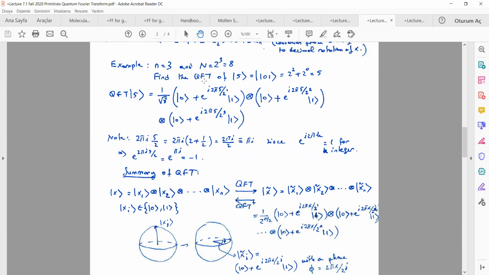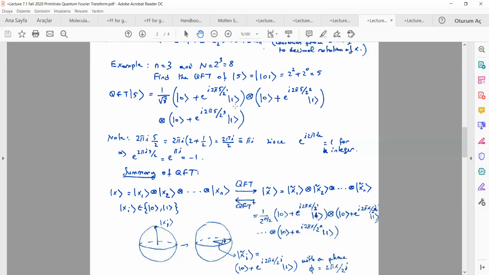So we want to compute the quantum Fourier transform of this state, ket 101. This is 2 to the 2 plus 2 to the 0, right? This equals 5. So this is how I convert 101 to 5. And if you compute the quantum Fourier transform of ket 5, first of all, the normalization is 1 over square root of capital N. Now my N is 8, so 1 over square root of 8.